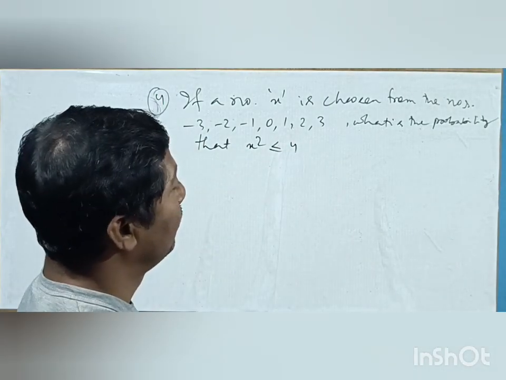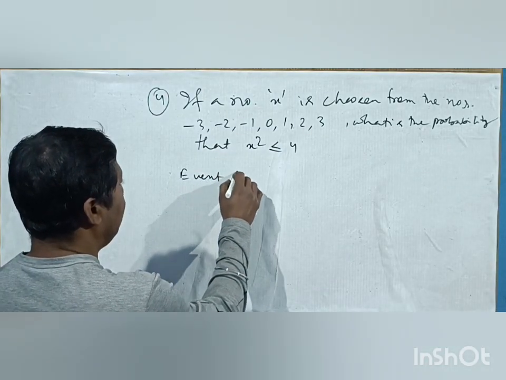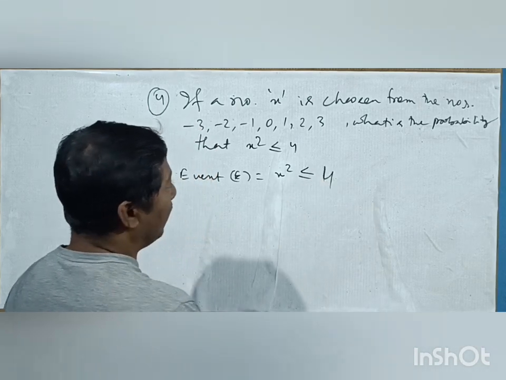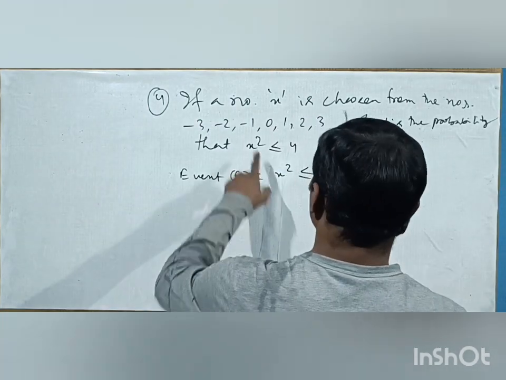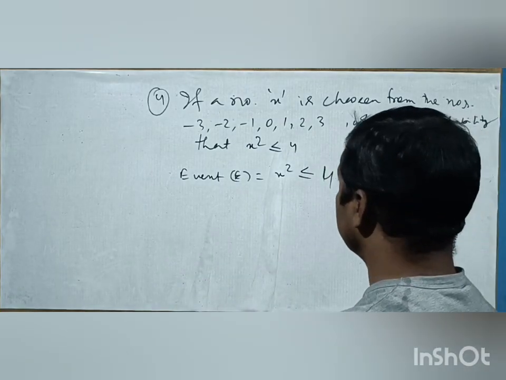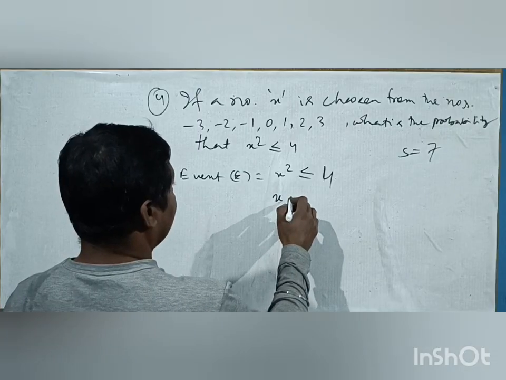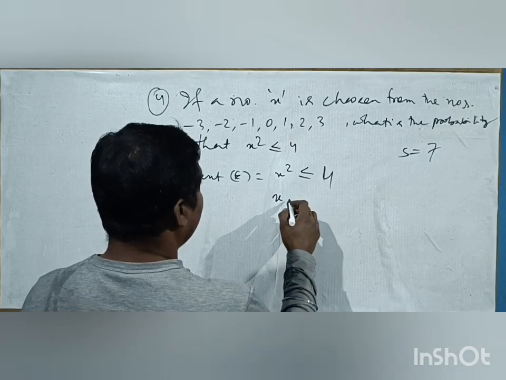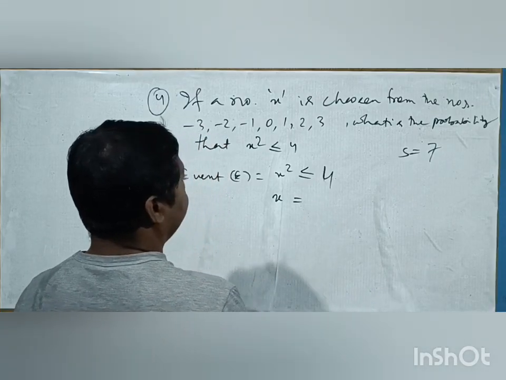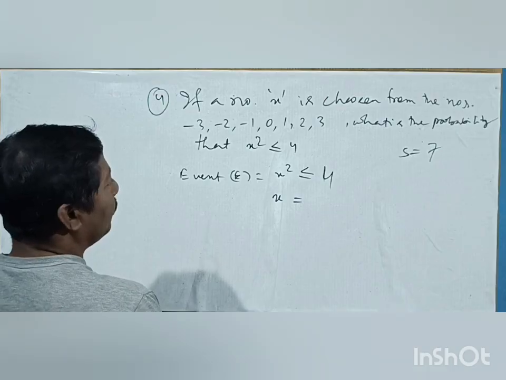So what is the event? Event E is x square less than or equal to 4. Sample space is what? 1, 2, 3, 4, 5, 6, 7. Sample space is 7. X square is less than or equal to 4.